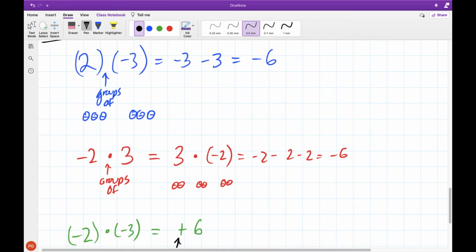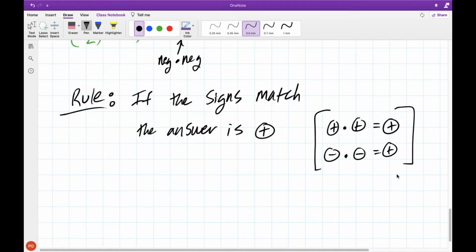If one of them is negative, like in the blue or the red, then our answer is negative. Let's write that down. So to summarize, if the signs match, our answer is going to be positive. So if we have a positive number times another positive number, our answer is positive. Negative times a negative, our answer is also positive. So as long as they match, our answer is positive.